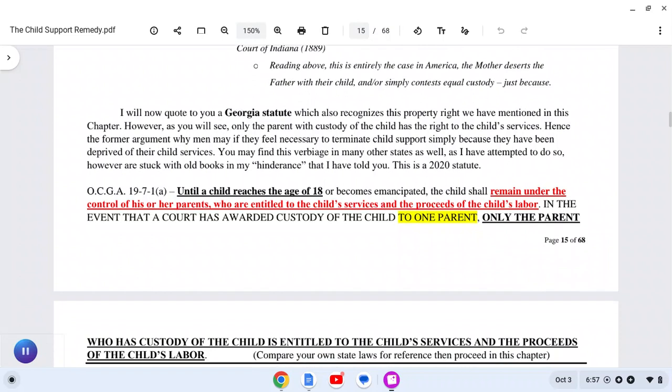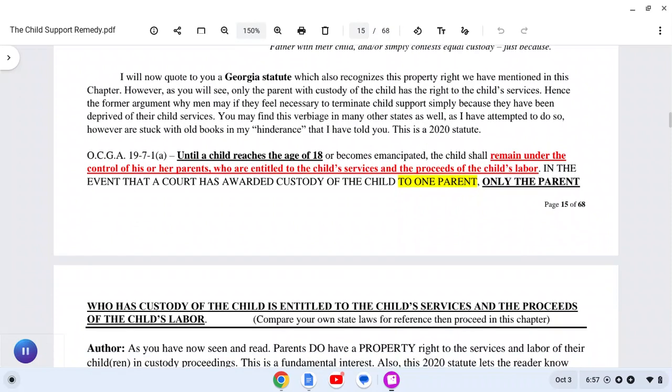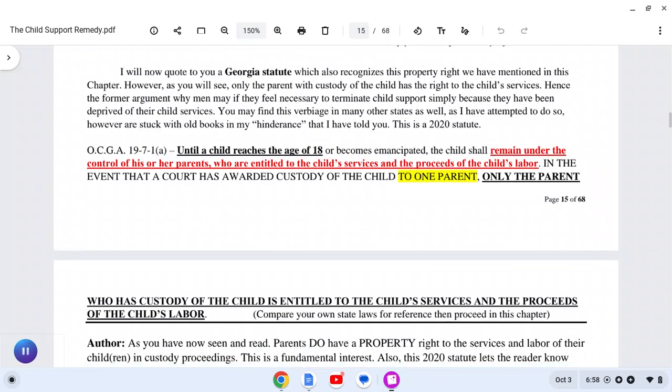This is a 2020 statute. OCGA 19-7-1: until a child reaches the age of 18, that's the age of majority, or becomes emancipated, the child shall remain under the control of his or her parent, who are entitled to the child's services and proceeds of the child's labor. See how they're codifying these court opinions? The law of these court opinions. That's what they're doing. In the event that a court has awarded custody of the child to one parent, only the parent who has custody of the child is entitled to the child's services and the proceeds of the child's labor.